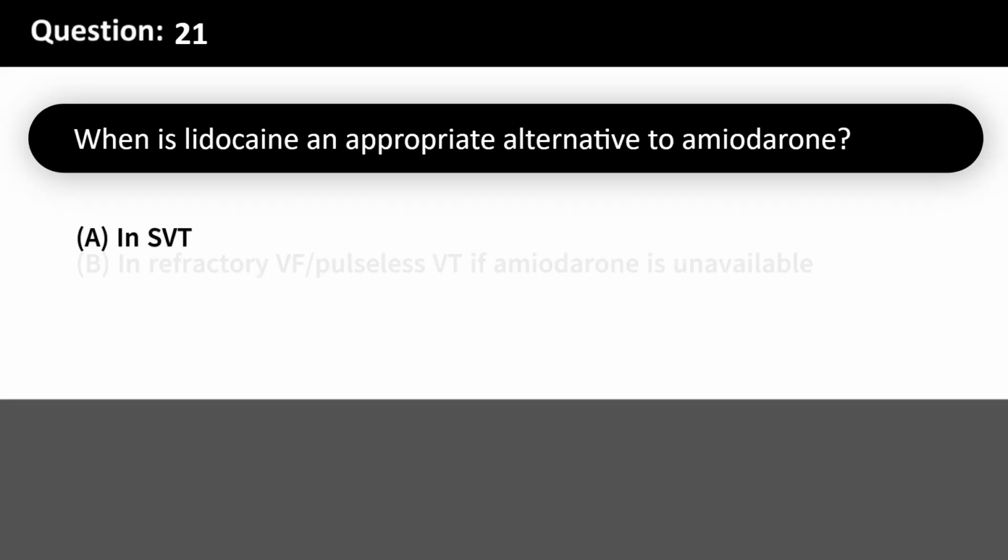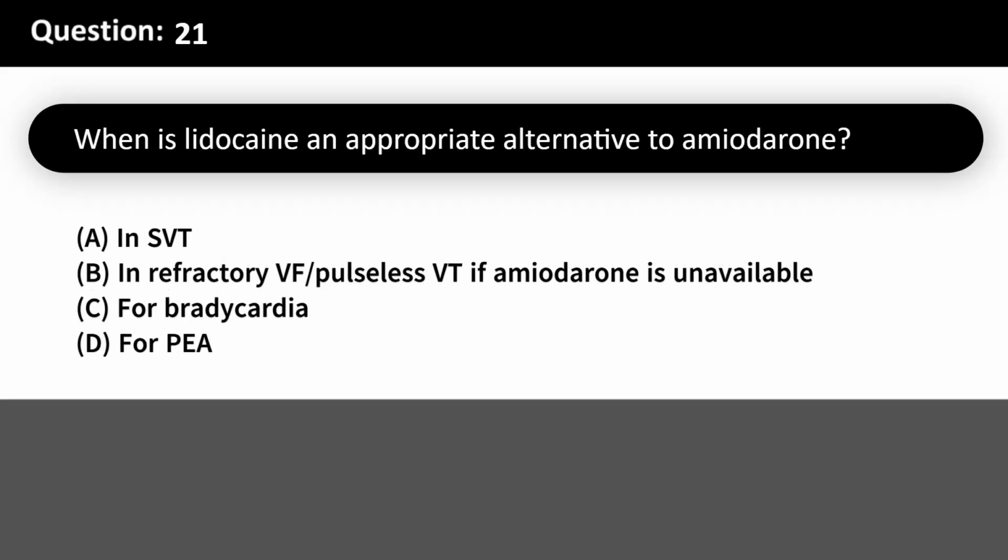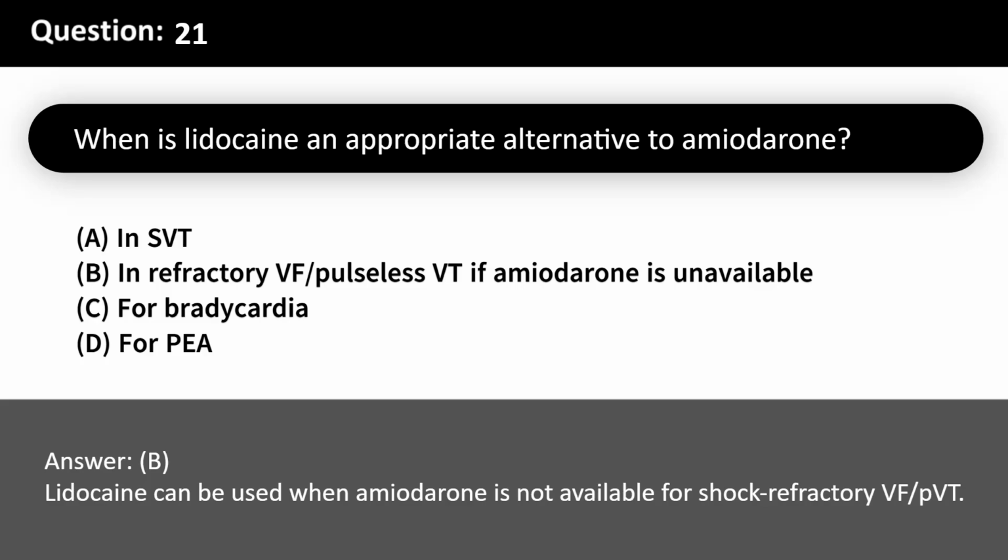When is lidocaine an appropriate alternative to amiodarone? A. In SVT. B. In refractory VF/pulseless VT if amiodarone is unavailable. C. For bradycardia. D. For PEA. Answer: B. Lidocaine can be used when amiodarone is not available for shock-refractory VF/pulseless VT.